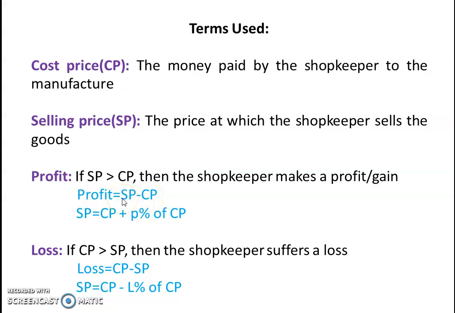Profit percentage is calculated on cost price. So when profit percentage is given, we can calculate SP. So it is CP plus profit percent of CP, and this value will give the selling price. Next term is loss. When cost price is greater than selling price, in that case shopkeeper suffers a loss, and value of loss is given by CP minus SP. So when there is loss percent, we subtract loss percent of CP from CP, and this value will give the value of selling price, right?